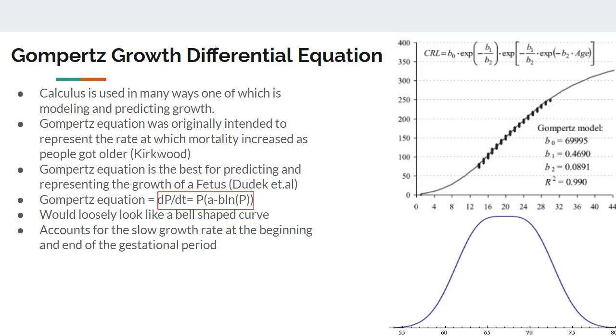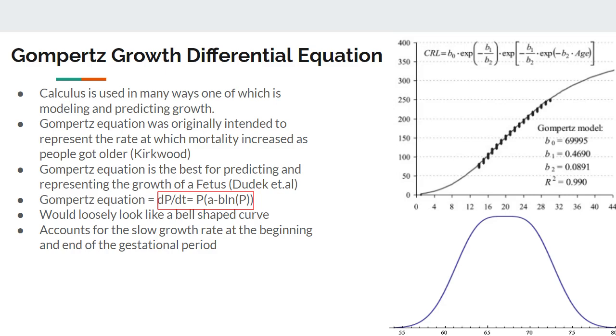Calculus has many applications, one of which is growth. Calculus can be used to measure growth and also model graphs based on this growth. One form of a growth equation is the growth differential equation created by Benjamin Gompertz in 1825. His equation and models were originally intended to represent the rate at which mortality increased as people got older, but has been modified to represent the model of biological aging. When it comes to the CRL of a fetus, Gompertz's growth differential equation is the best equation to understand and predict the length of a fetus during gestational ages. And then I have a citation there, which I'll mention at the end of this video.